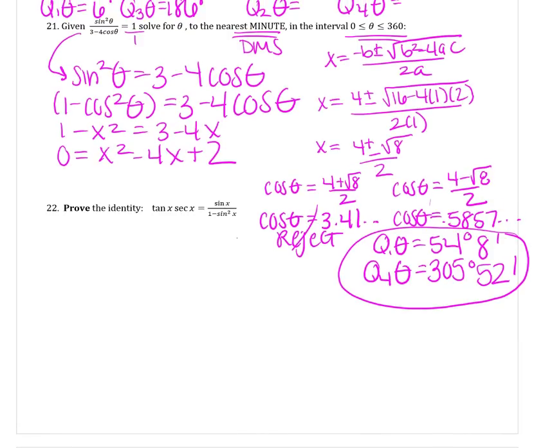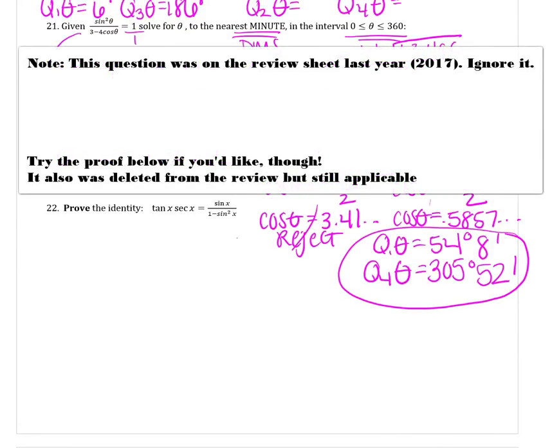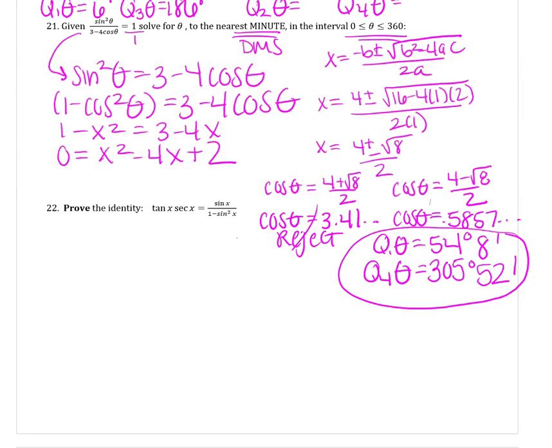All right, last one on the sheet is just a proof. Prove tangent of x times secant of x is equal to sine x over 1 minus sine squared of x. I'm going to start on this side, just because I know I can rewrite a bunch of stuff. Tangent is sine over cosine. Secant is 1 over cosine.